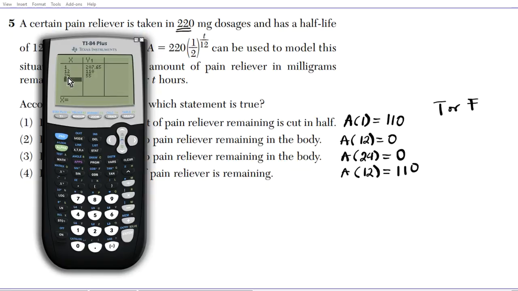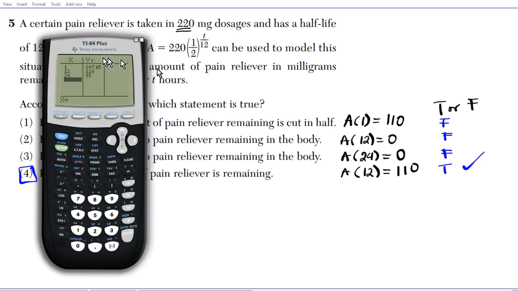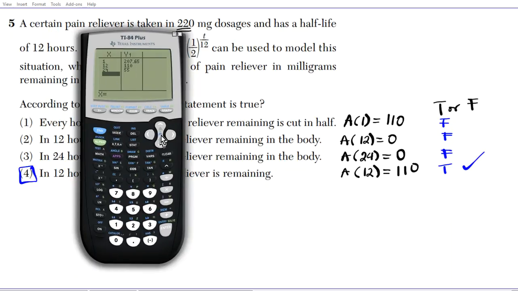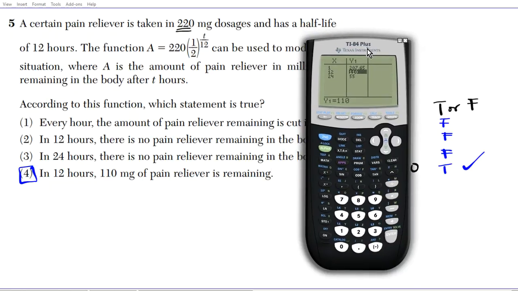And A of 24 based on the calculator is 55. Okay? So this statement is false. This is false. This is false. And this is true. Okay? So the correct answer is option number 4, because based on our input-output tables, when the input t is 12 hours, you have 110 milligrams of pain reliever left in the body. Alright, so that's that.